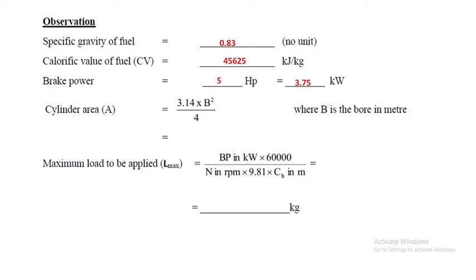Then we have to calculate the cylinder area. Cylinder area is pi d square by 4. Here d is nothing but the bore diameter. The bore diameter is 80 mm. We have to substitute it in terms of meter: 80 into 10 power minus 3.